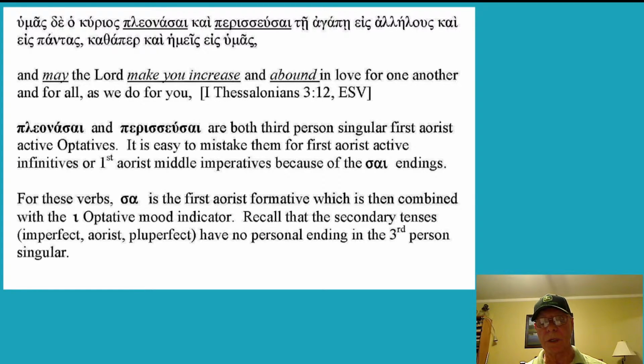For these verbs, sigma alpha is the first aorist formative, which is then combined with the iota optative mood indicator. Recall that the secondary tenses imperfect, aorist, pluperfect have no personal ending in the third person singular.